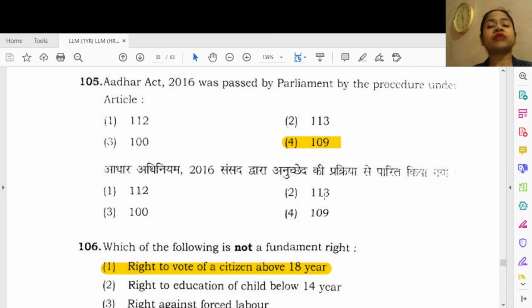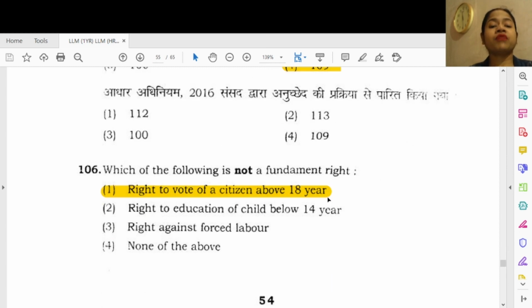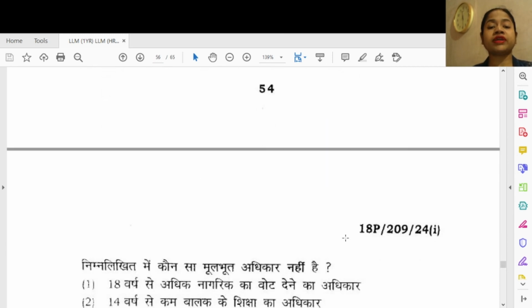105. The Aadhaar Act 2016 was passed by Parliament by the procedure under Article 109, option number 4. Article 109 is the procedure which is adopted to pass any money bill. So the Aadhaar Act was passed as a money bill. 106. Which of the following is not a fundamental right? This is option number 1, right to vote of a citizen above 18 years.